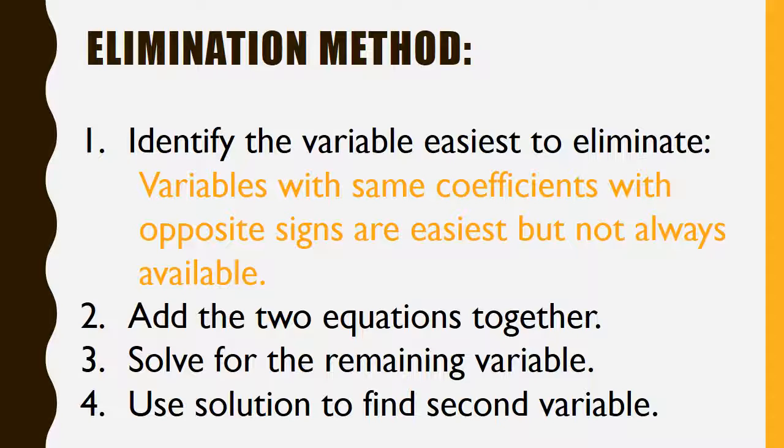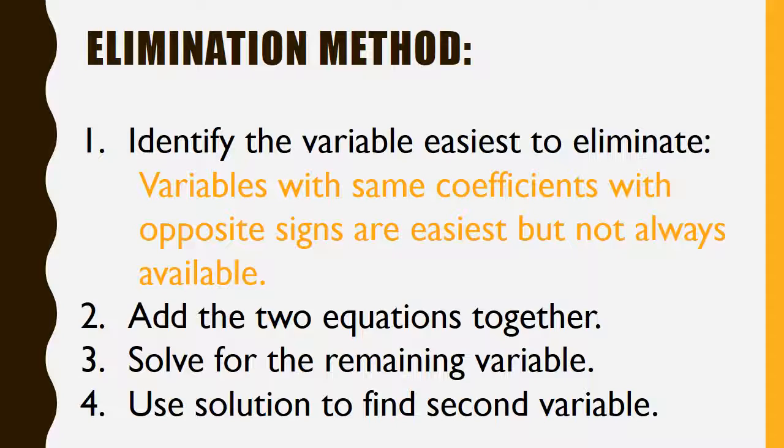Once you identify the easiest variable to eliminate, then you're going to add your two equations together. Because if you think about it, having opposite signs of the same number eliminates. They undo each other, just like in any equation. So if we're adding those together, they will equal 0. They eliminate one another, which is where this method's name comes from.